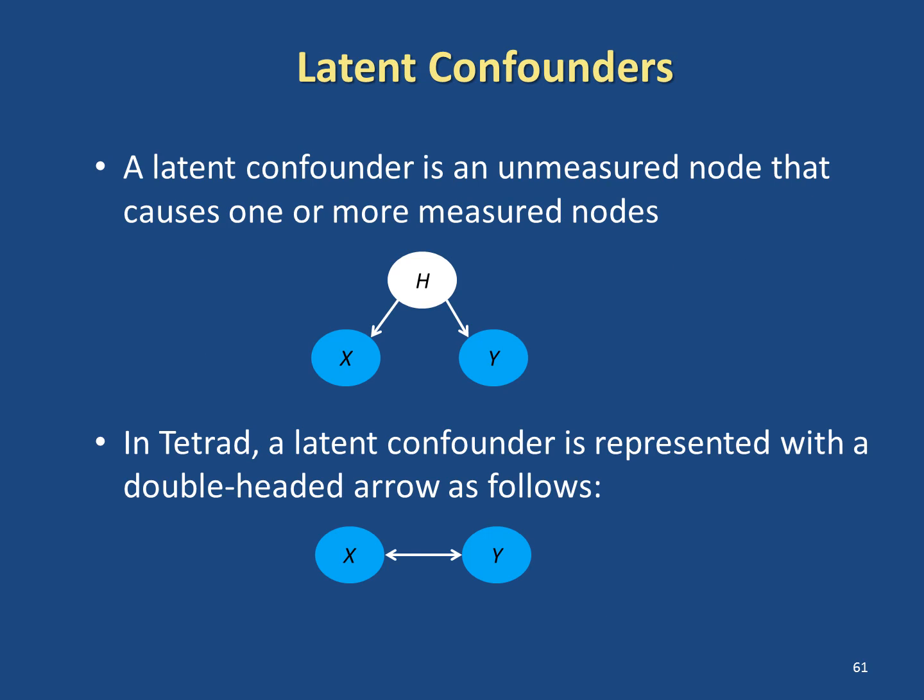I also want to briefly talk about latent variables. A latent confounder is an unmeasured node or variable that causes one or more measured nodes. Here I'm going to represent a latent variable with a white unfilled node or circle, and H represents hidden. So what this is showing is that we have a hidden variable, we haven't measured it, and it's causing a measured variable X and causing a measured variable Y. And in Tetrad, a latent confounder is represented with this kind of edge notation where we have a double-headed arrow between X and Y.